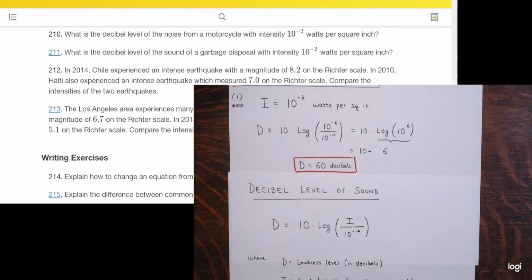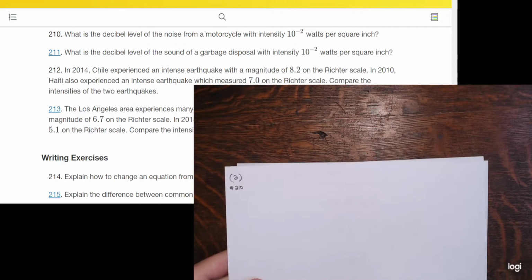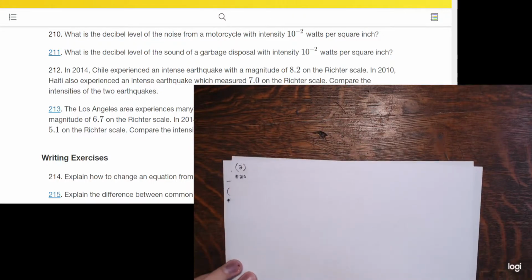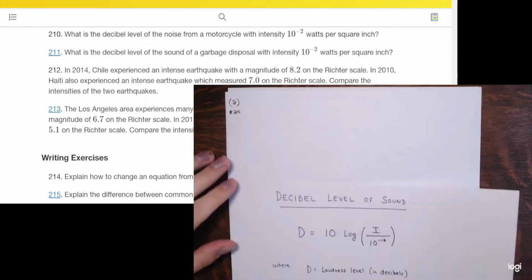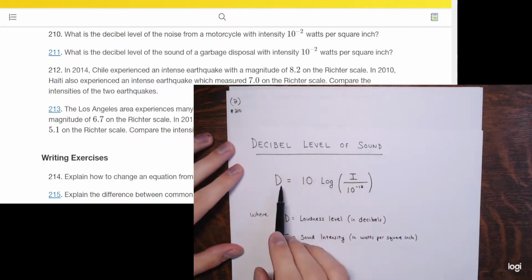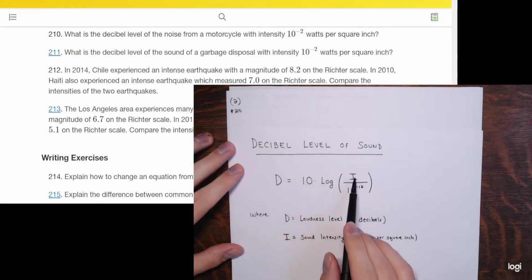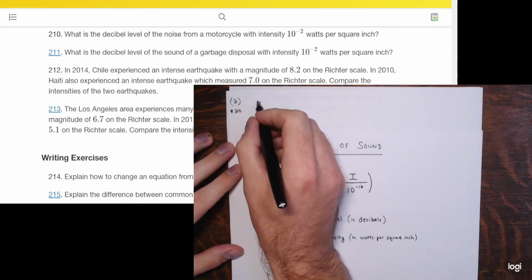All right, so once again, let me pull this up, so you can still see number 210. Keeping the same model, right? Same model, the decibel level of sound. D equals 10 times the log base 10 of I divided by 10 to the negative 12th power, where again, D is the loudness level in decibels, and I represents the intensity of the sound in watts per square inch. And again, that's what we were given.